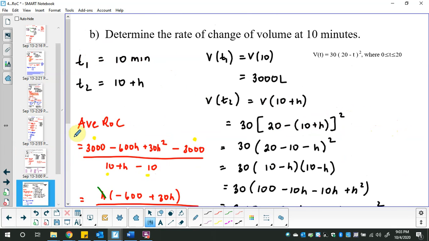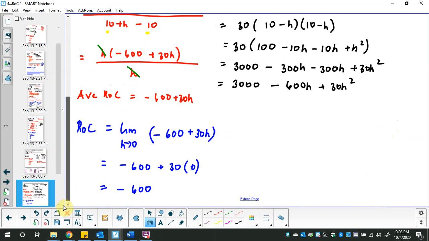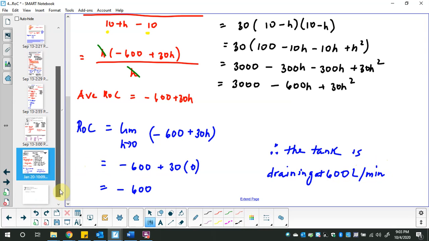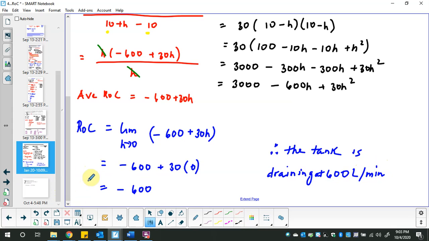I'm going to switch things up here for fun and say therefore the tank is draining. That's a directional word. And if I use a directional word, I can take out the negative and say that it's draining at that many liters per minute. And we're done. We have our overall therefore statement.